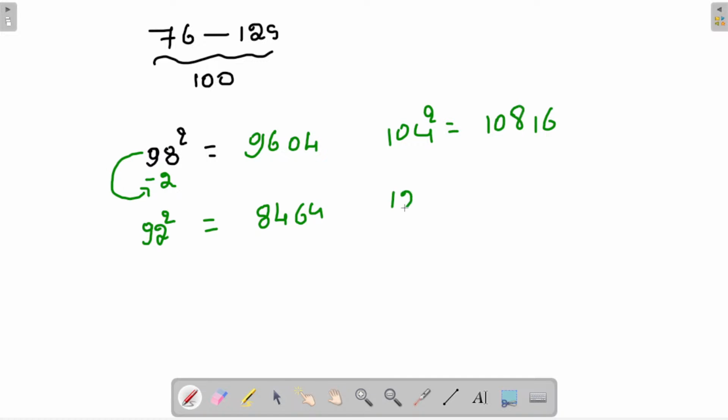For example, 122 square. What is the difference? 22. 22 square is 484. 84 only you have to write. 4 carry. 122 plus 22, 144, plus 4, 148. That's your answer. Clear? Write on this.